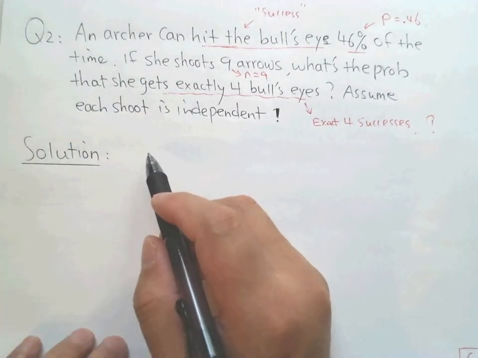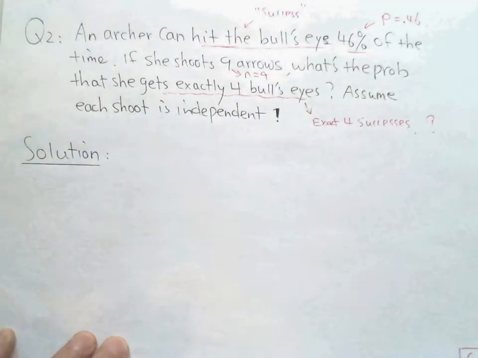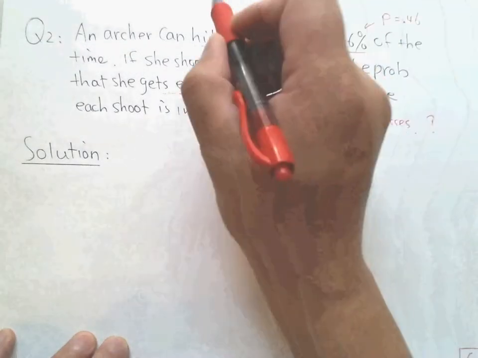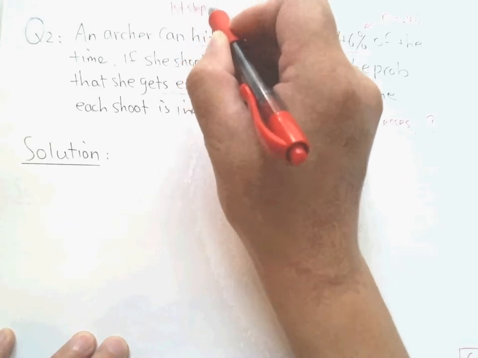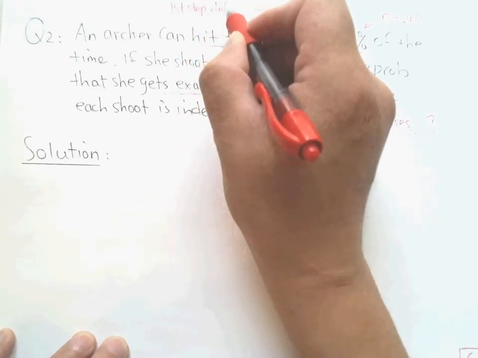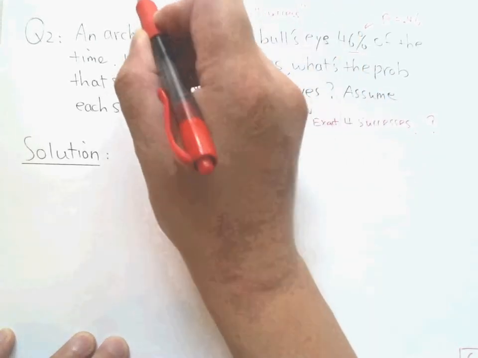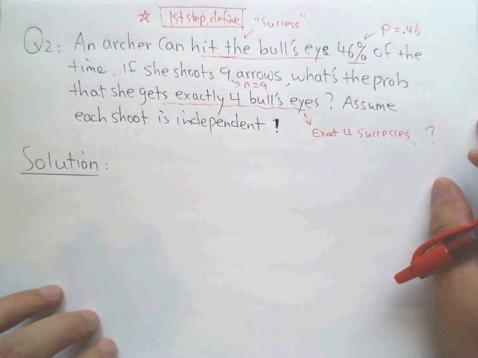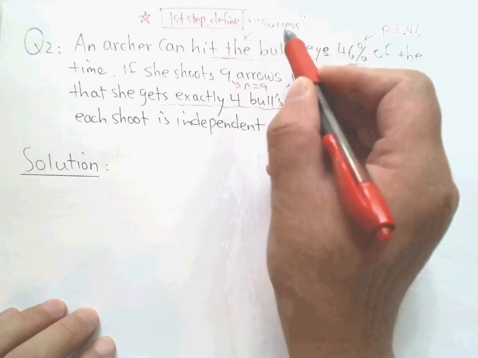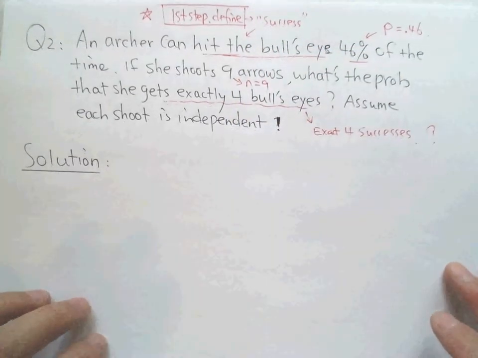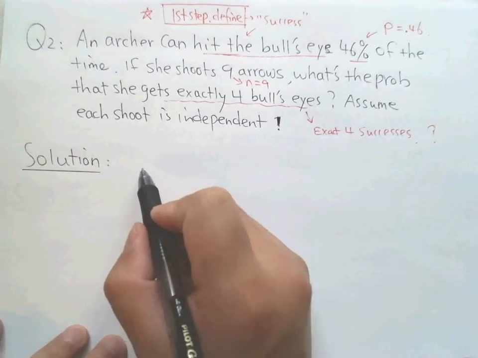Let me go into a little more detail here, please, this is important. You have to define the success first. This is the first step, very important, keep that in mind. The first step is to define what is a success. We have defined the success, therefore we can count the total number of successes. So we can set up now.